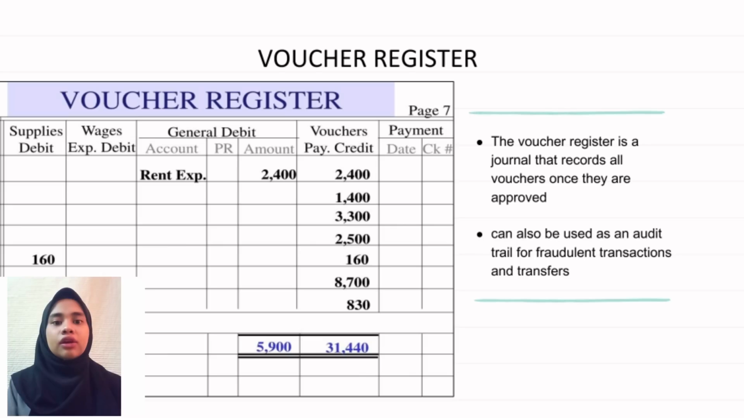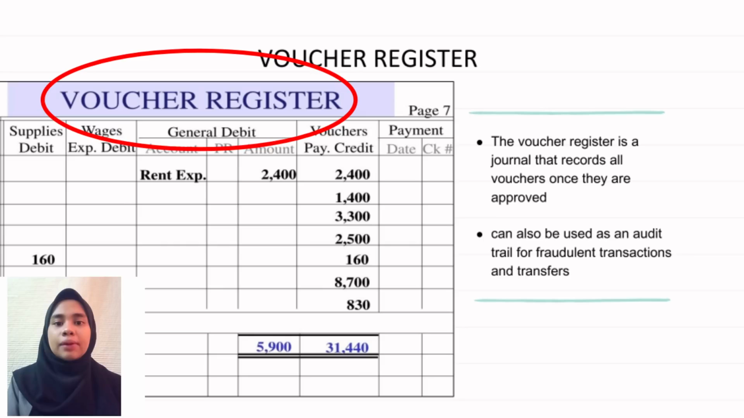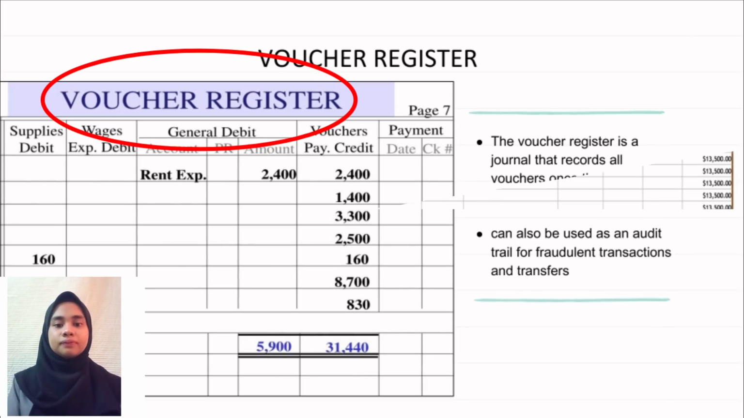The voucher register can also be used as an audit trail for fraud, transaction, and transfer. Internal control like segregation of duties only allows certain people to access and record new transactions in the voucher register. Thus, the register can be used to identify vouchers that are authentic and properly approved and others that were simply run through the system for fraud orders and cash payment. Like always, I will show you the example of voucher register.